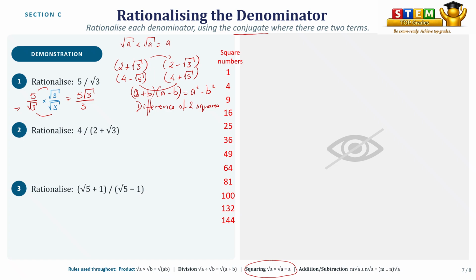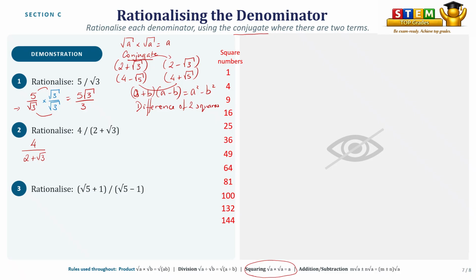And this is where we're going to be looking at conjugates. Okay, so conjugate is written like so. Let's get started: 4 over 2 plus root 3.